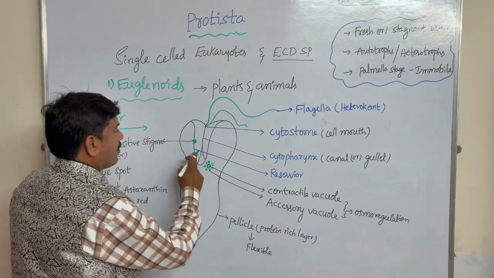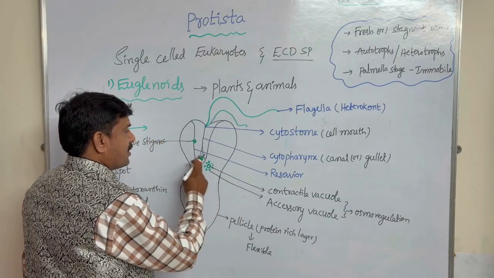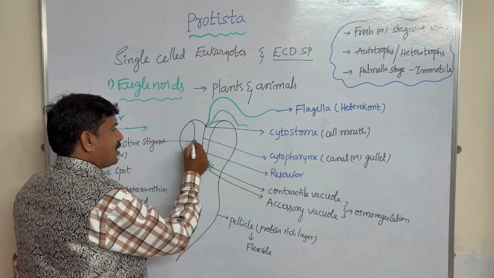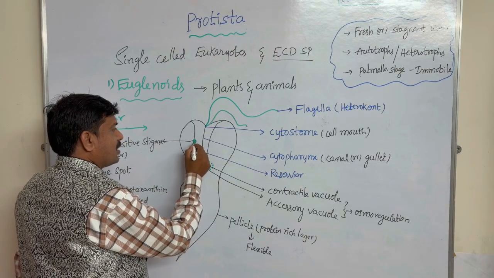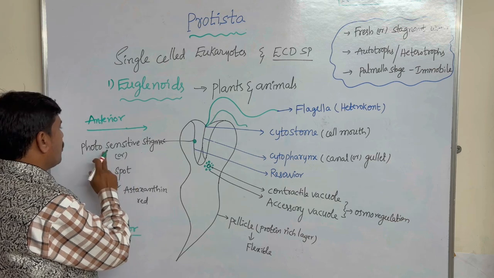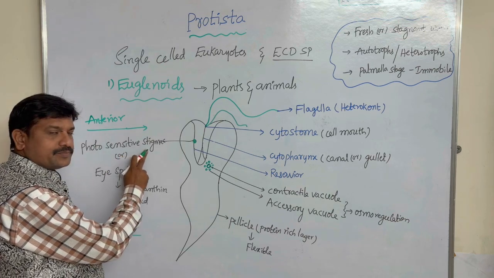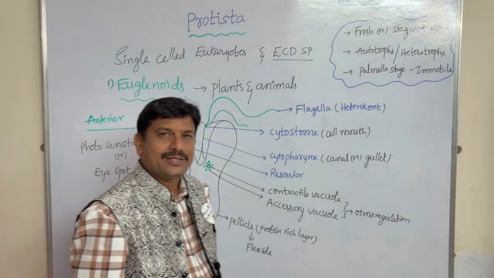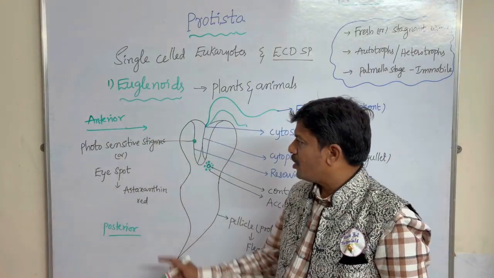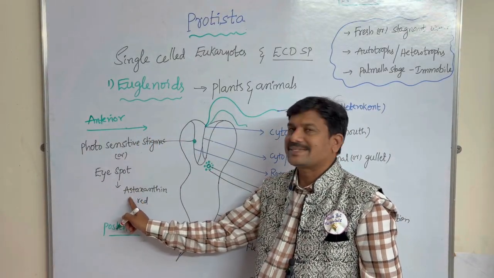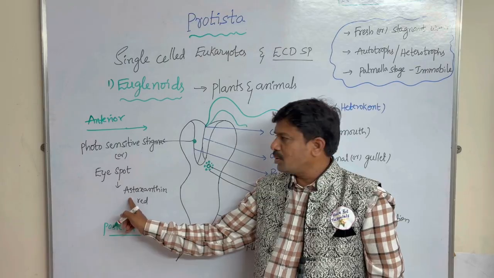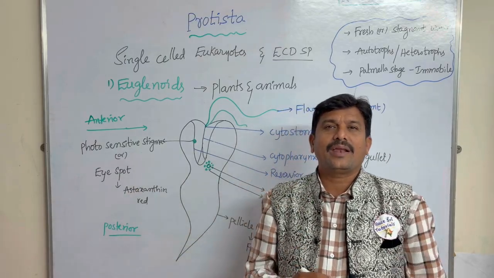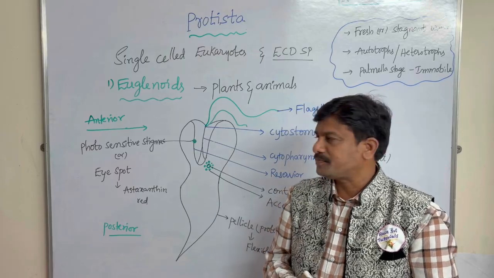Very near to it, one reservoir is present. Near the reservoir, drop-like structures are there. That is the eye spot, or photosensitive signal. It looks red in color because the astaxanthin pigment is present. What is the use of the eye spot? It is very useful for euglena to stay near light.